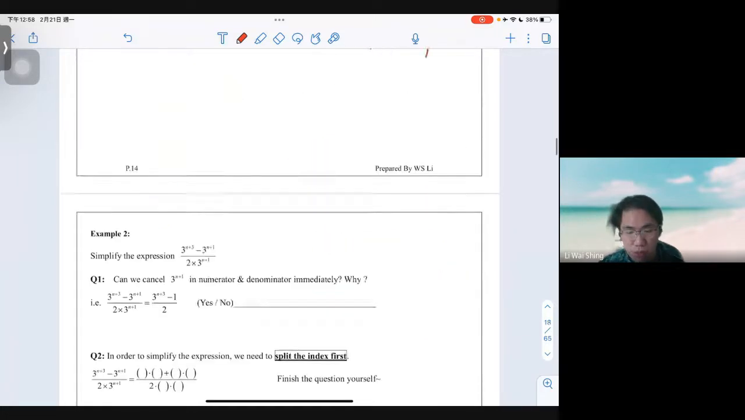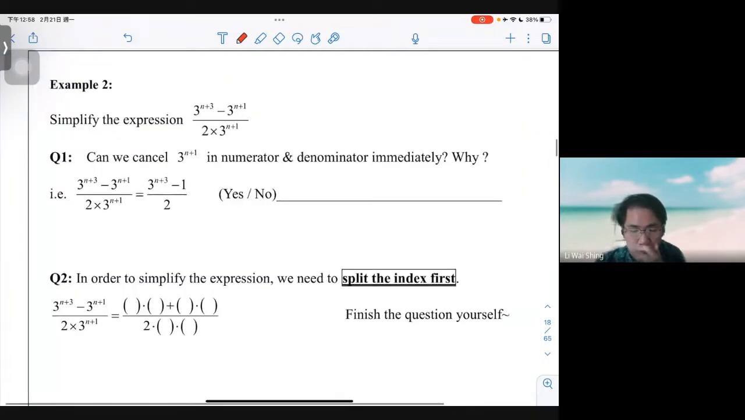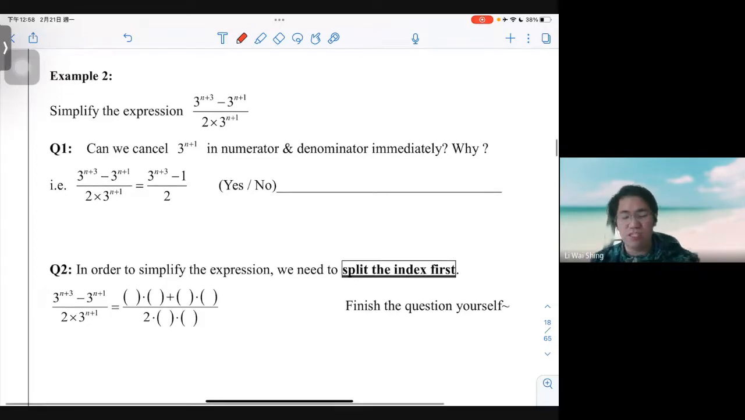Okay, let me do one more example before we go. This time, we want to simplify this: 3 to the power of n plus 3 minus 3 to the power of n plus 1, over 2 times 3 to the power of n plus 1. It's a very complicated expression.